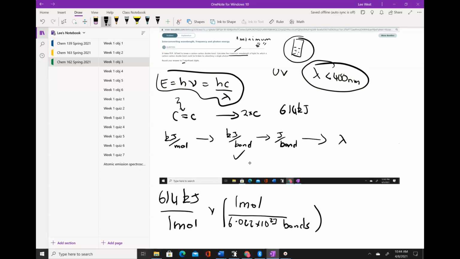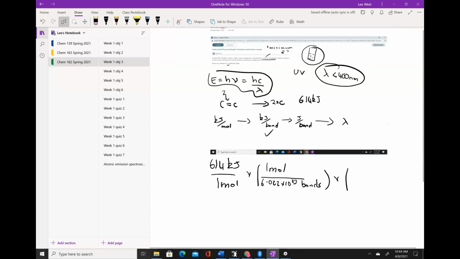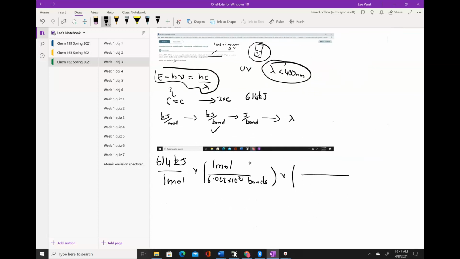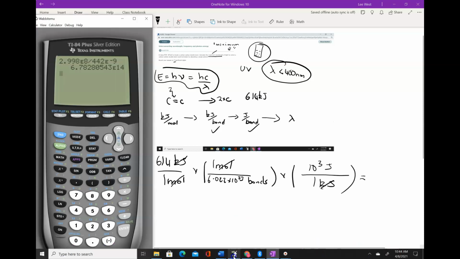Okay, so I've done that one. Now I want to turn this into joules, and I know that there are 10 to the 3 joules in 1 kilojoule. So that should get me to there. Let's just check that everything cancels. Yep, joules per bond, right? So I've got to where I wanted to get to. So I'm going to put that into my calculator and get my answer.